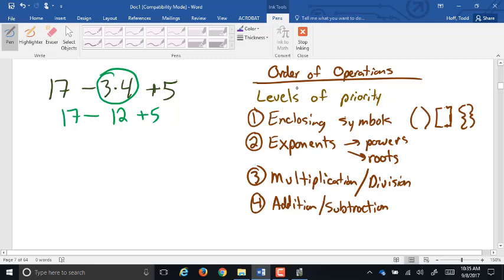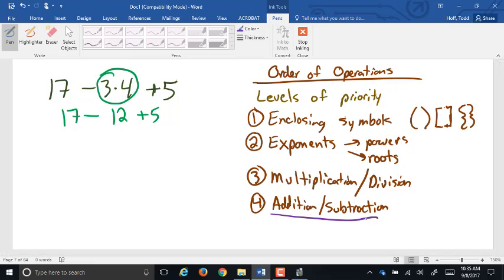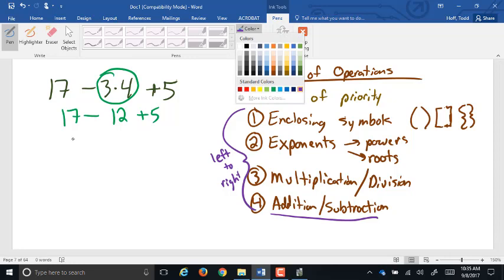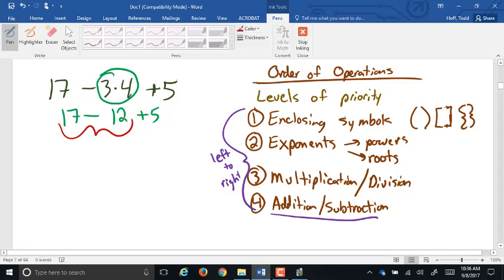Now from there, all that's left is addition and subtraction. A lot of people get confused thinking addition comes first. It does not. Addition and subtraction are on the same level of priority. So when we have two things on the same level, then we work left to right, just like reading a book. So over here, going left to right, we have the 17 minus 12 first, which is 5. We still have the plus 5 here. So then we end up with 5 plus 5, which is 10. So it all comes out to be a 10.